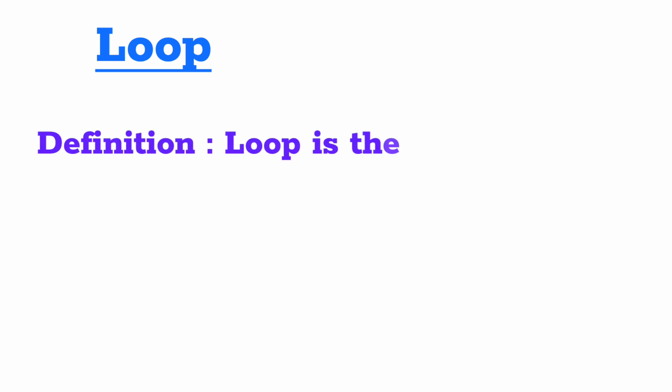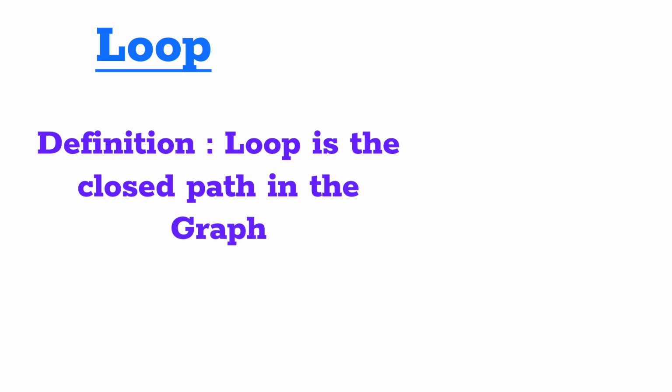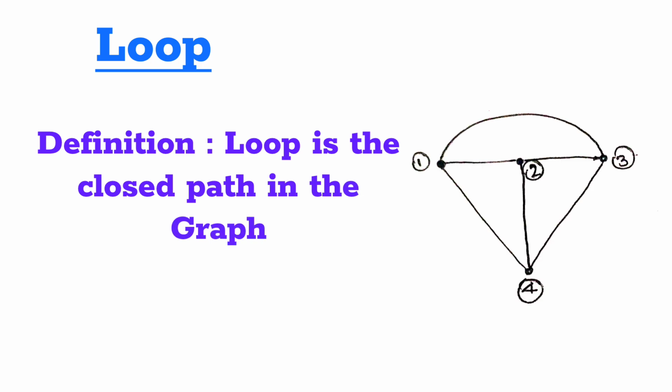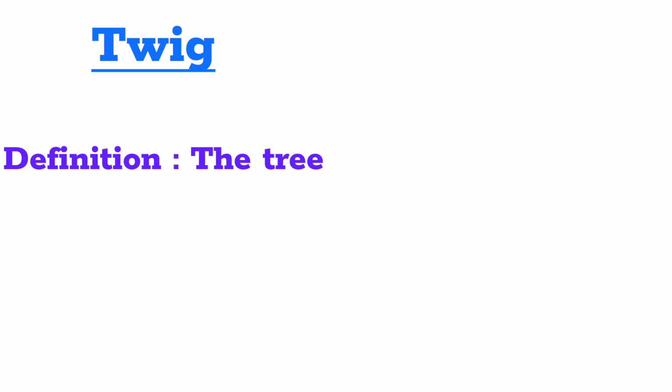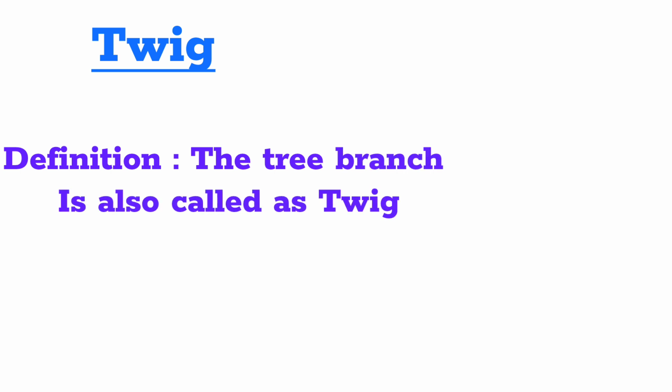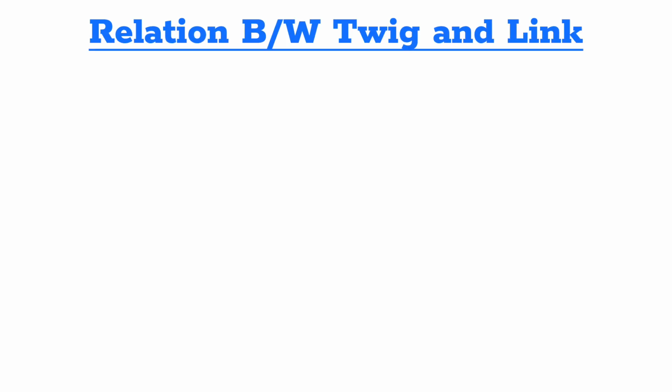Okay, next terminology is loop. What is loop? The loop is a closed path in a graph. In this graph, we can draw a loop as node 2, node 3, node 4. It is called one loop. And similarly, we can draw a loop as nodes 1, 2, 4. Another important terminology I forgot to tell in tree branch: the tree branch can also be called a twig. Then what is twig? It is also called a tree branch. Hope you understood.